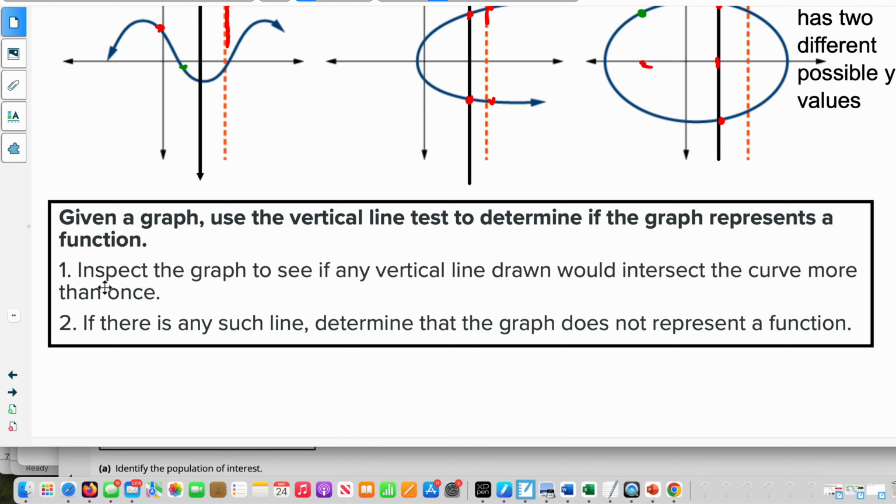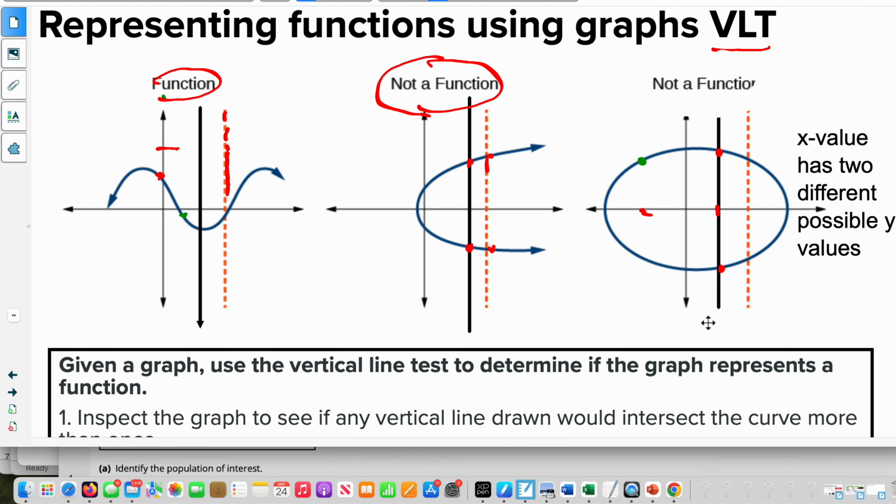Okay, so how do I do that? I look at the graph, I see if I draw a vertical line, does it intersect the curve more than once? If it does, that means that I don't have a function. It can still be a relationship, but it's not a function.